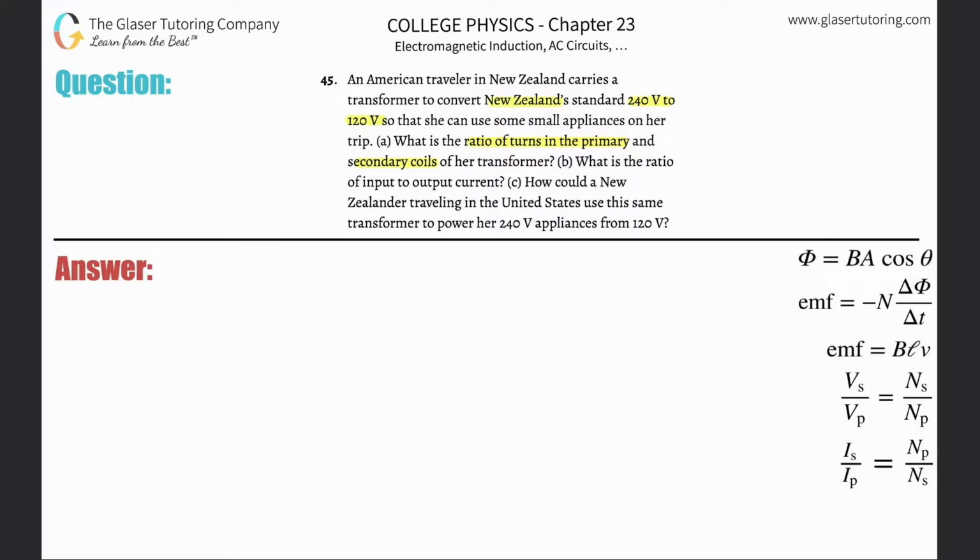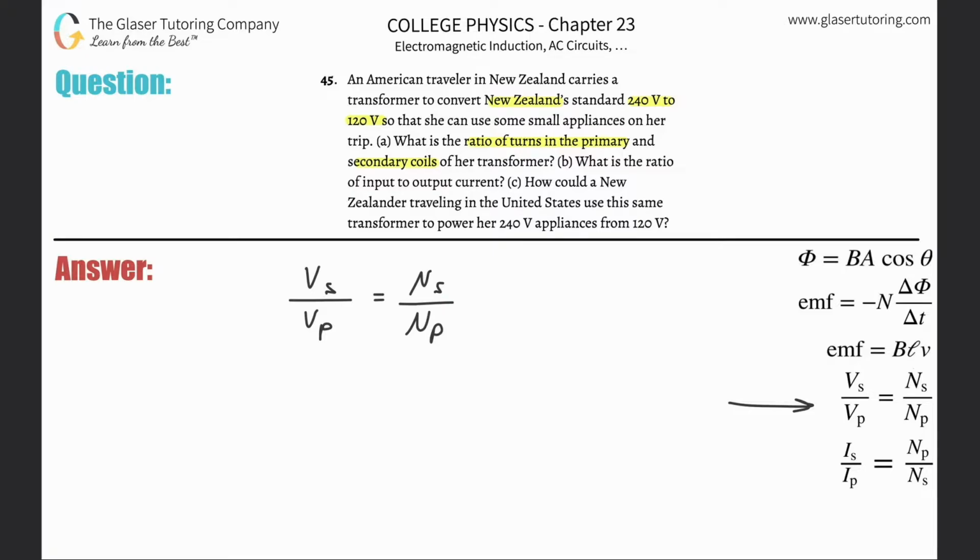All right. So they're talking about a transformer, they're giving us voltage, they're talking about number of turns. So we're going to be using this formula over here on the right-hand side to find an answer. That's the transformer formula that relates secondary voltage divided by the primary voltage, and that's going to be equal to the number of turns in the secondary coil divided by the number of turns in the primary.